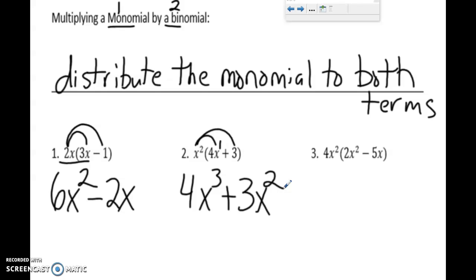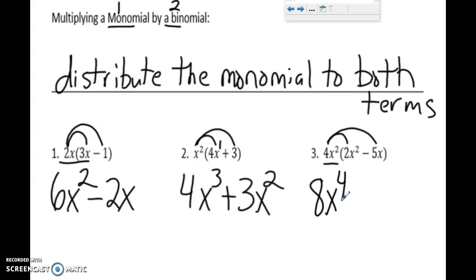All right. Just some work with distributive property. We've seen this before. We've been down this road, right? Lastly, 4x squared getting distributed to the binomial. Multiply the coefficients, the number in front of the variable, as normal. 4 times 2 is 8. X squared and x squared makes x to the 4th power.